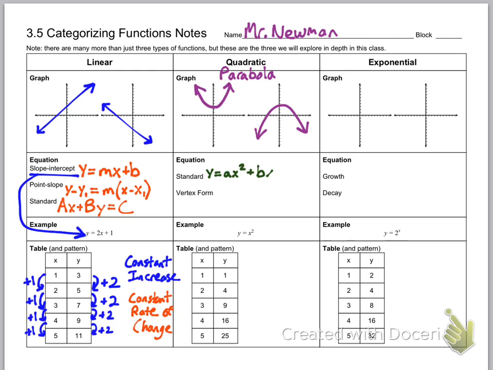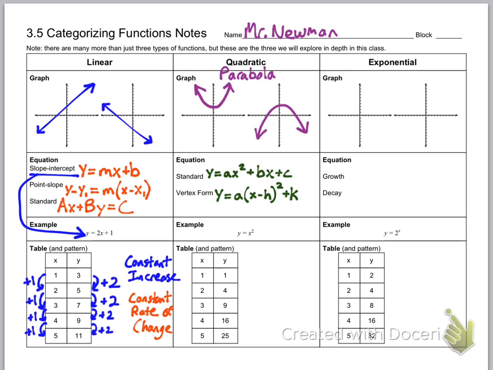The equations look like this. Standard form is y equals ax squared plus bx plus c. And vertex form is y equals a times parentheses x minus h squared plus k. Notice both of these have an x squared in them. That's what makes something quadratic and makes the shape of a parabola.